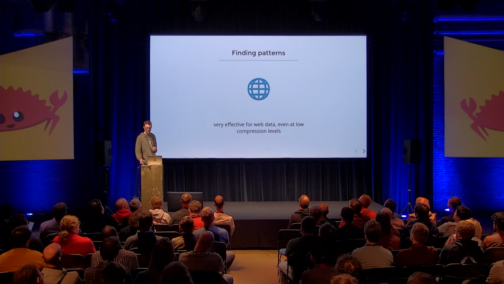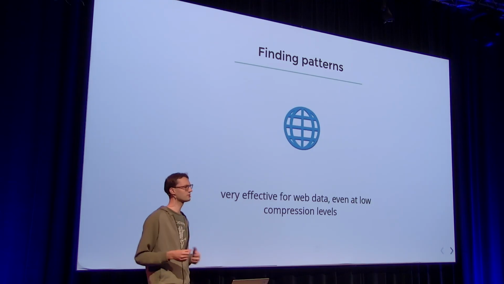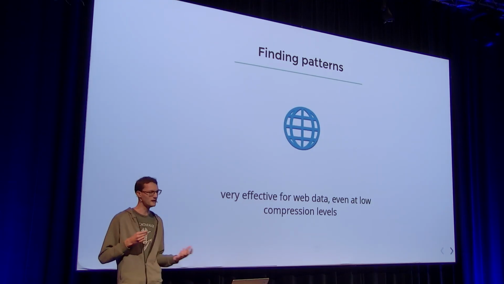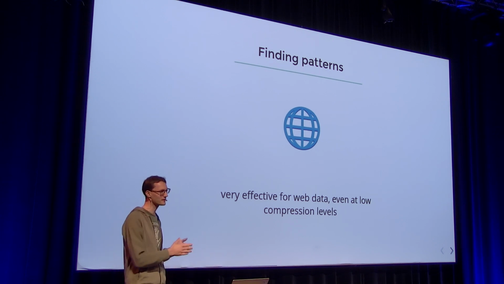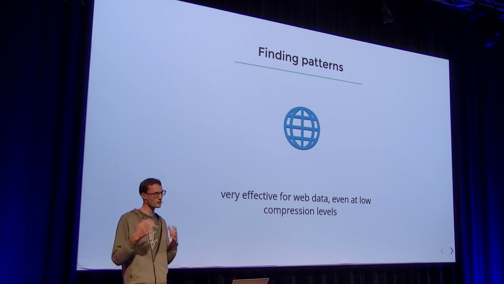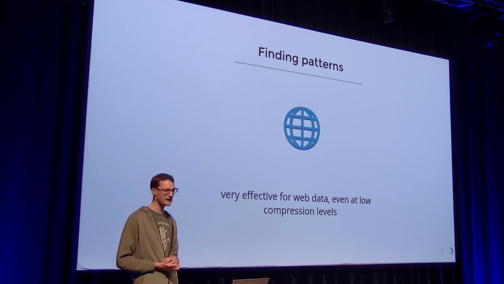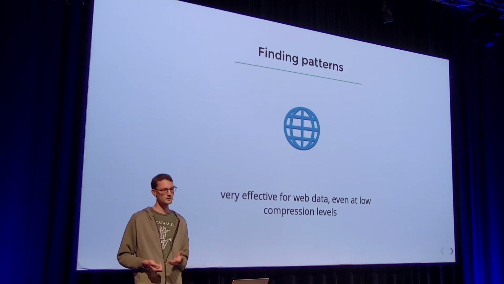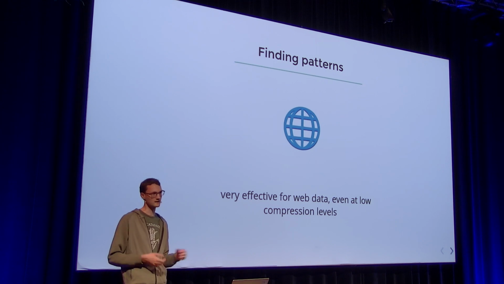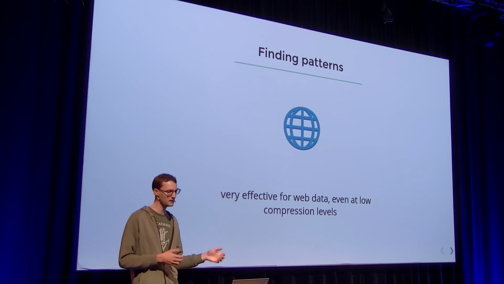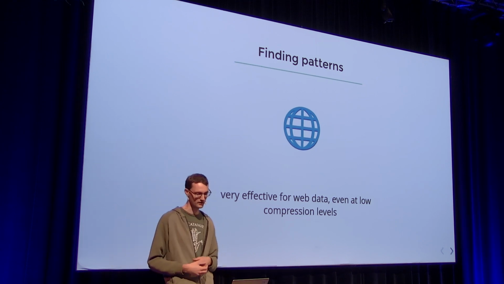So I hope that sketches roughly how the algorithm works and gives some intuition for why this is so incredibly effective on web data. Because if you think about HTML or CSS, there's just so much repetition in there, the repeating class names, property names, just words in text, that even at low levels of compression, you achieve very good results.